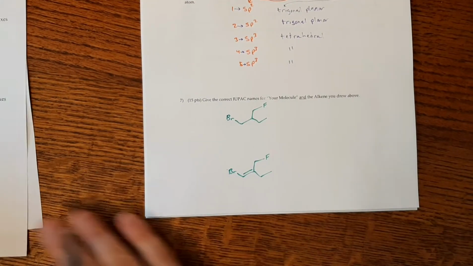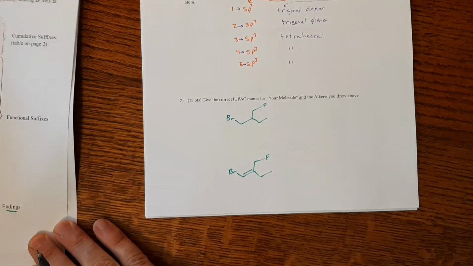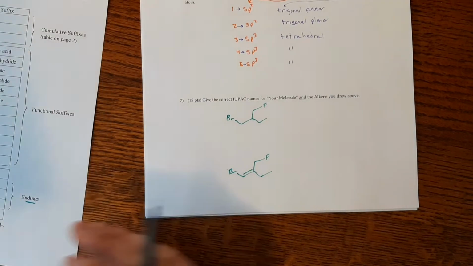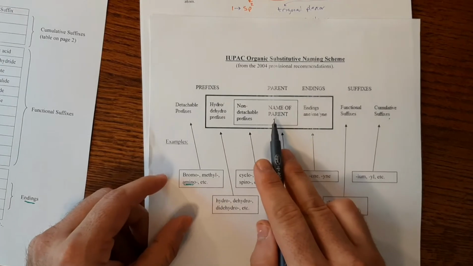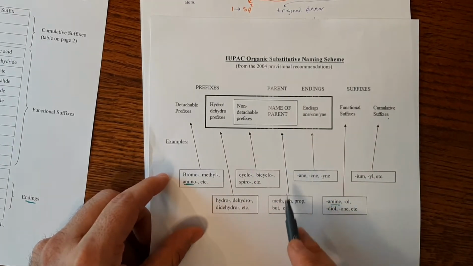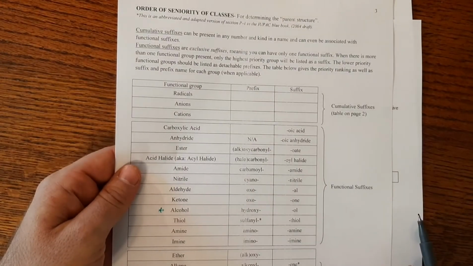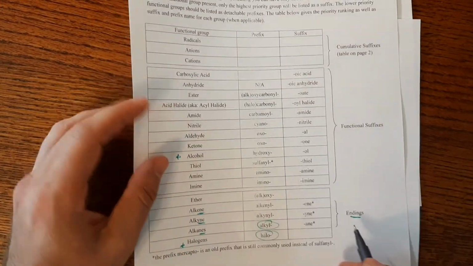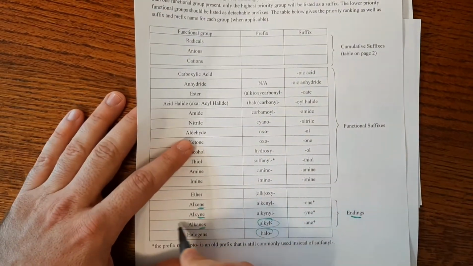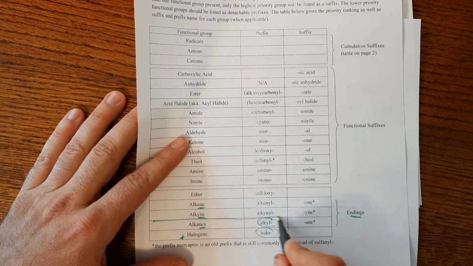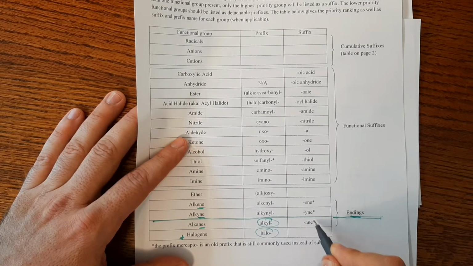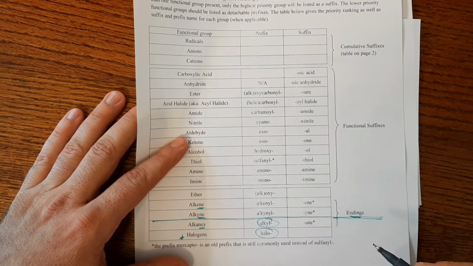The first thing we're going to try to do is start right at the middle and try to figure out what the parent hydrocarbon is. So the parent hydrocarbon is just the longest chain with the highest priority functional group attached. And to consider the highest priority functional groups, you only have to look down to here. If it's just an alkane, you just have to look for the longest chain.